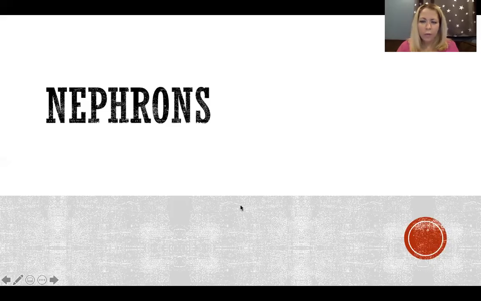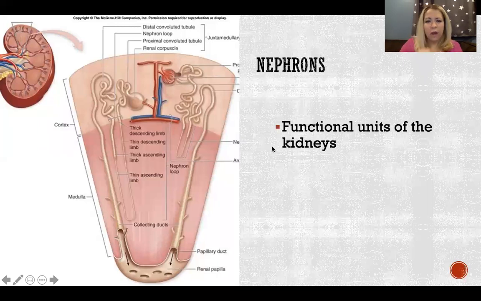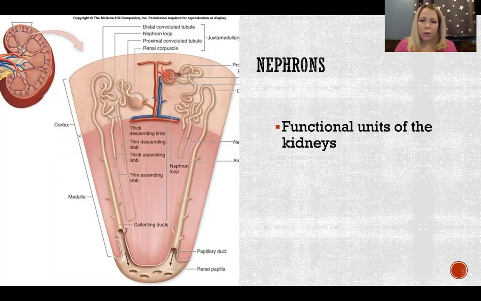Hello, in this video, I'm going to talk about nephrons. Nephrons are the functional units of the kidneys. What we mean by that is that a nephron is what is doing the actual filtering of the blood and formation of urine. So, they're doing the functional work of the kidneys.